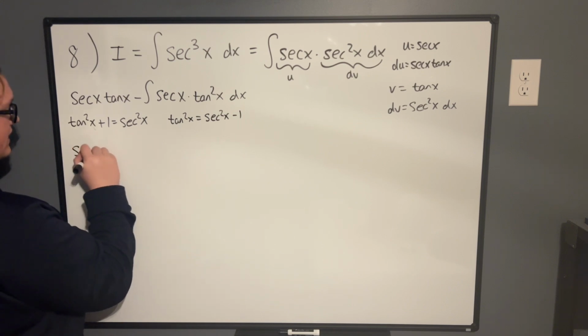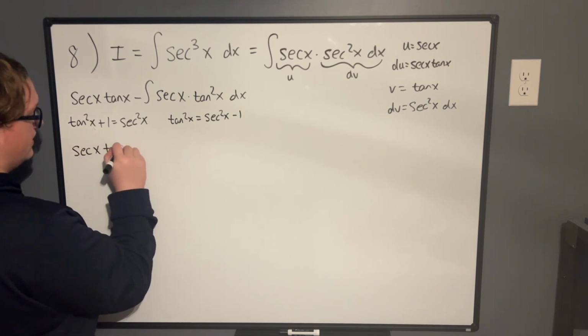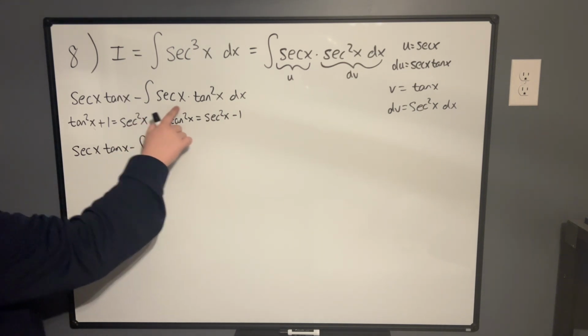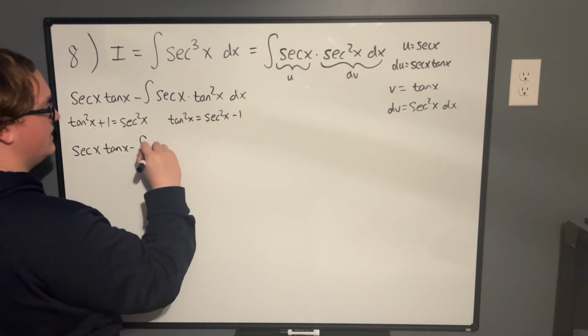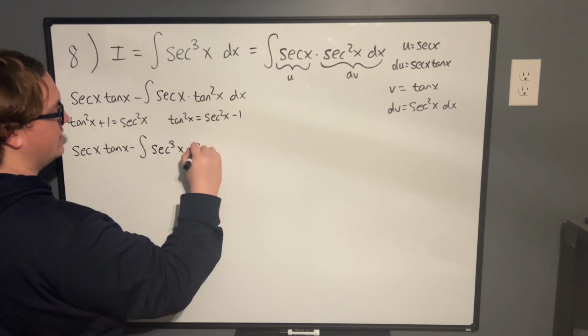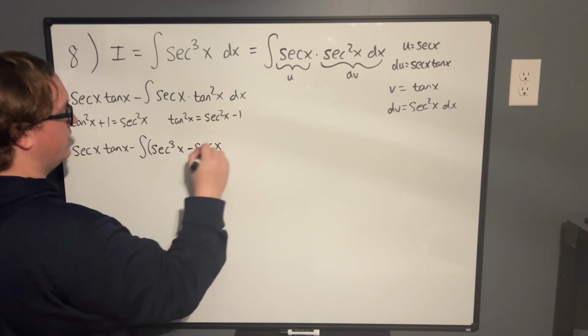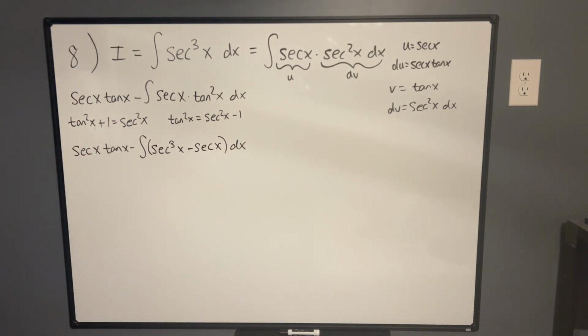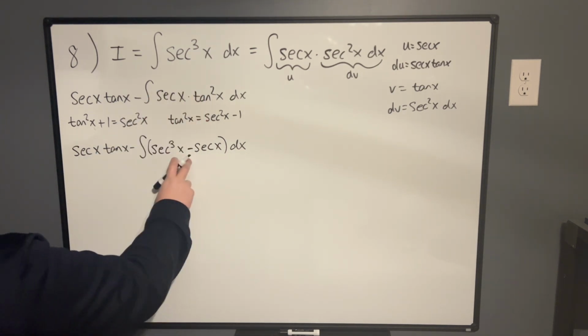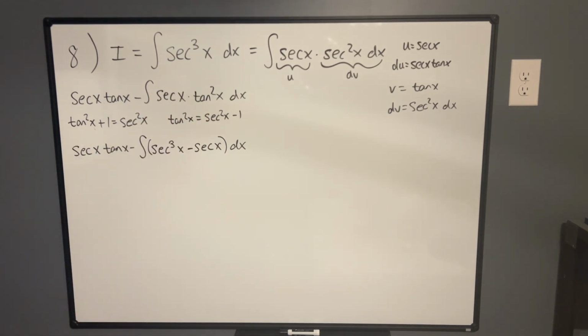So we get secant x tan x minus the integral. I'm going to go ahead and FOIL it out, because I'm just distributing this with this. And I get secant cubed x minus secant x, and then all of this with the dx right there. Now, it really looks like we've gotten much worse, right? We started out with the integral of secant cubed x, and now we have the integral of secant cubed x minus secant x.